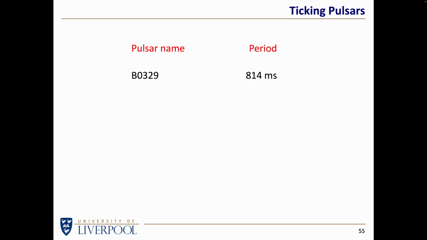The next pulsar rotates rather faster than that. This is the Vela pulsar with a rotation period of 89 milliseconds, rotating 10 times per second. Again, try and imagine something with the mass of our Sun rotating that fast. Faster still.